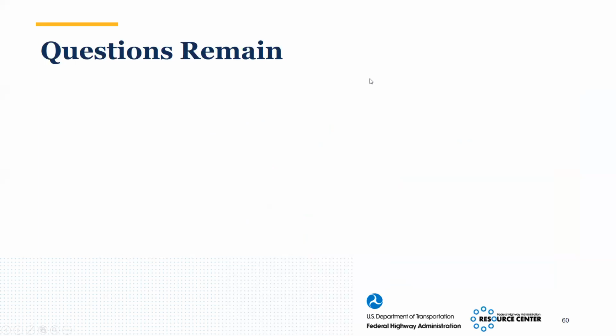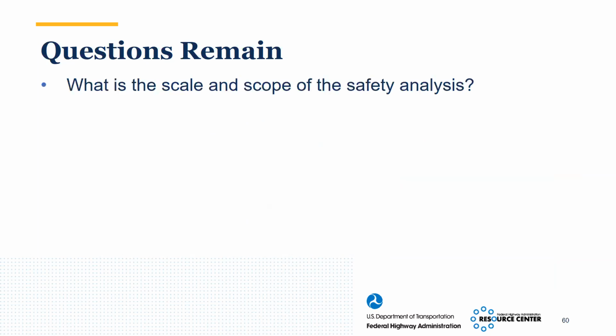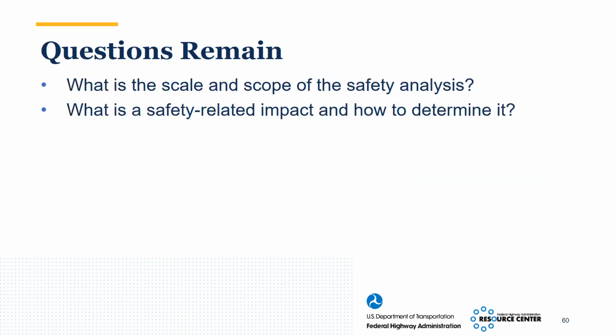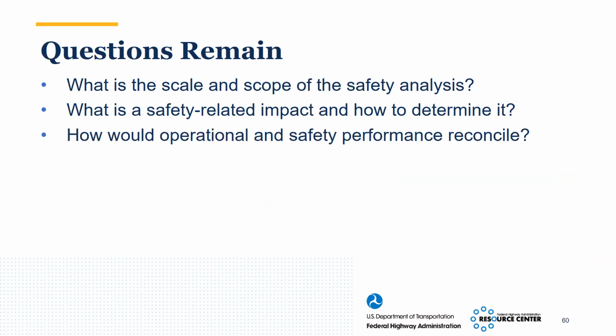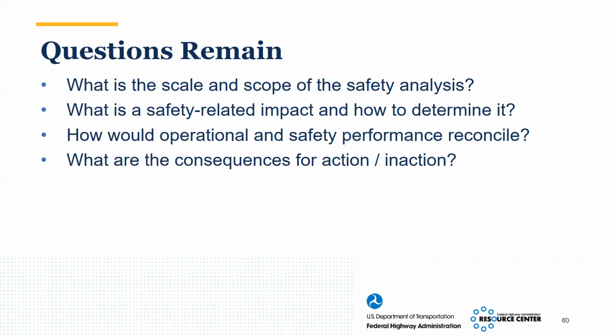So let's be honest, this is not easy, and questions definitely remain in my mind, and I realize in yours as well. Some of those questions could include these. What's the appropriate scale and scope of a safety analysis? We have to figure that out for operations. How about for safety? And how would you define an impact? We'd have to do that for operations. How would we do that for safety? And what if one area benefits while the other experiences a disbenefit? That's absolutely possible and very likely in many cases.